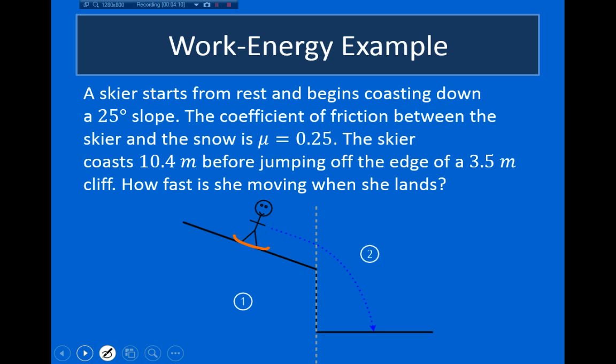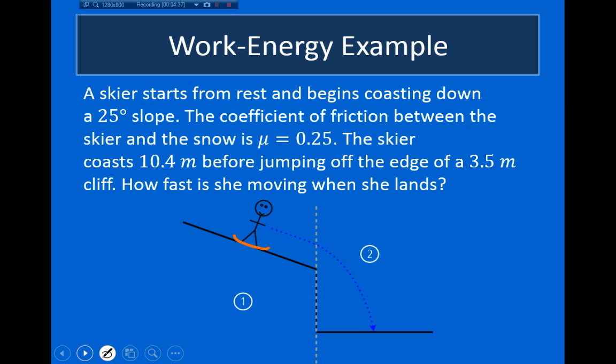So I want to look at one more example, and this is a pretty complicated, or more difficult, example. The example says, a skier starts from rest and begins coasting down a 25-degree slope. The coefficient of friction between the skier and the snow is 0.25. The skier coasts 10.4 meters before jumping off of the edge of a 3.5 meter cliff. How fast is she moving when she lands?